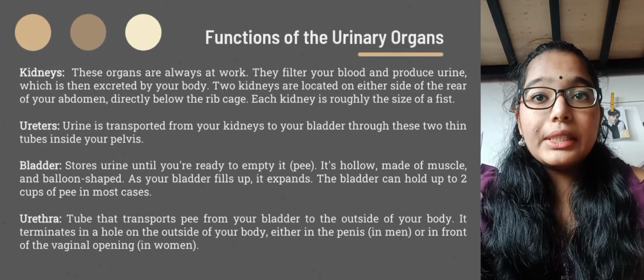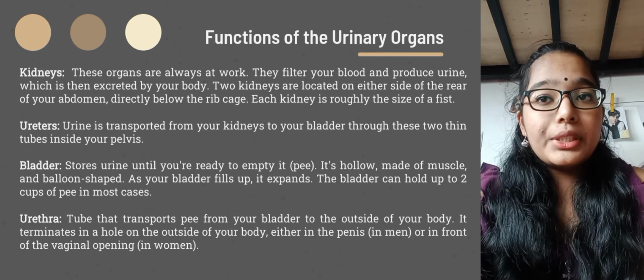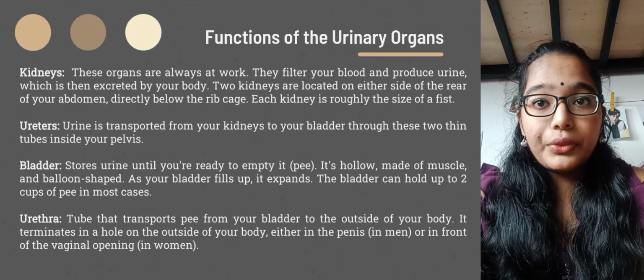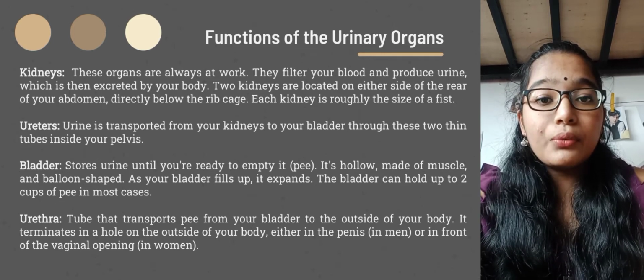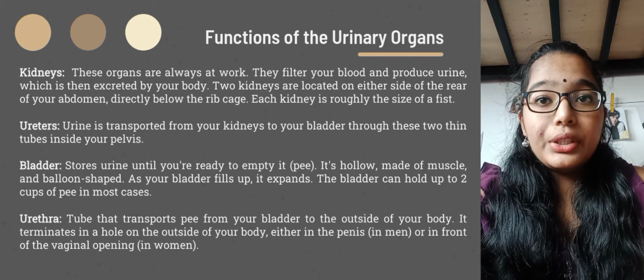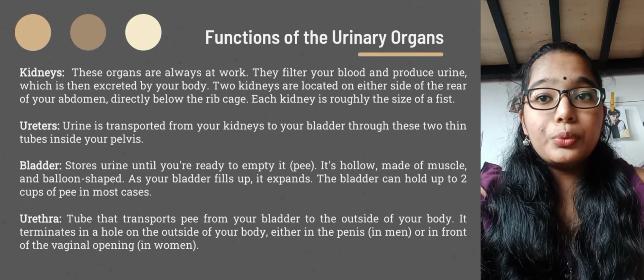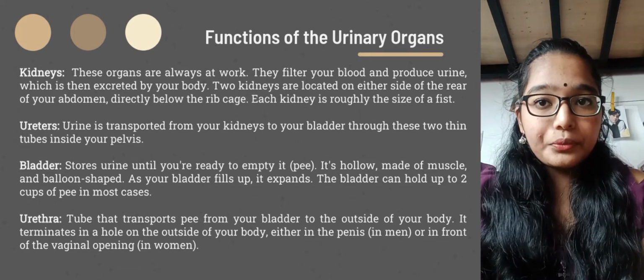The functions of urinary organs. Firstly, kidneys. They filter your blood and produce urine, which is then excreted by your body. Each kidney is roughly the size of a fist. Secondly, ureters. Urine is transported from your kidneys to your bladder through these two thin tubes inside your pelvis.